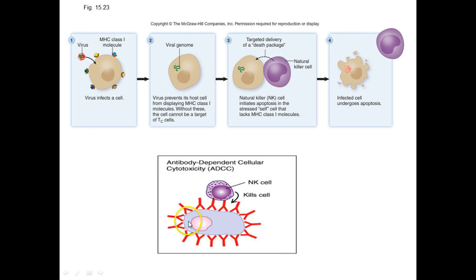Antibody dependent, where the antibodies are actually recognizing the cell that's foreign or defective or infected. And the natural killer cell has a receptor for that portion of the antibody. Do you guys remember what we call that portion of the antibody that the natural killer cell is binding to? It's an abbreviation. FC, right? For that constant fraction, right? So it has an FC receptor. And then it's going to kill this cell.